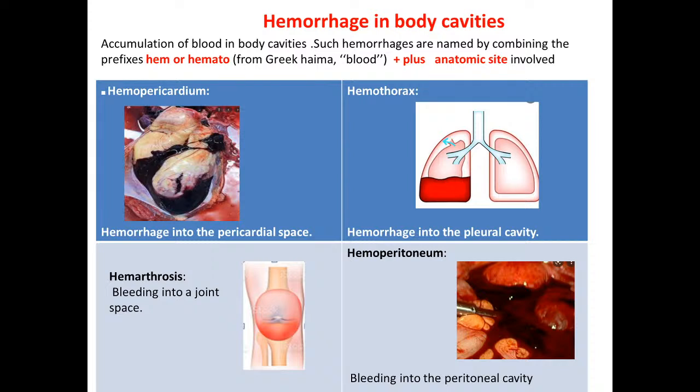Hemopericardium is hemorrhage into the pericardial space. Hemothorax, hemorrhage into the pleural cavity. Hemoperitoneum, bleeding or hemorrhage into the peritoneal cavity. And hemarthrosis, bleeding into a joint space.